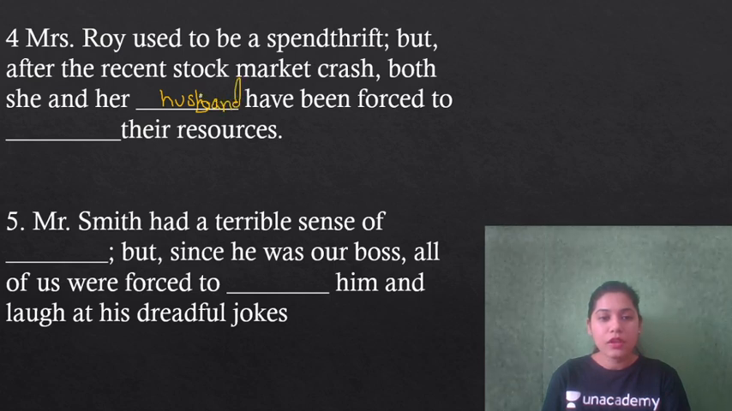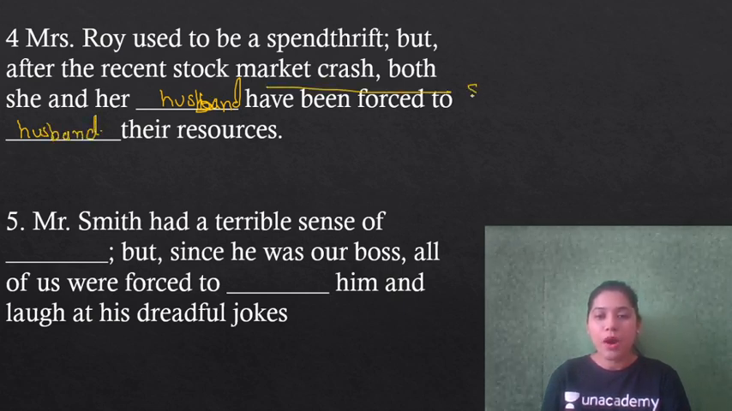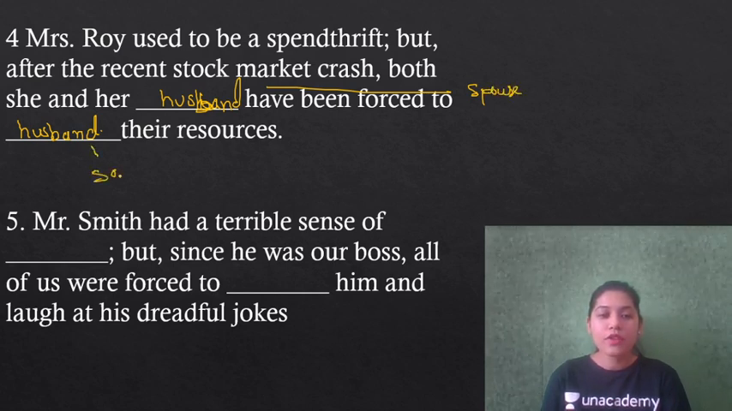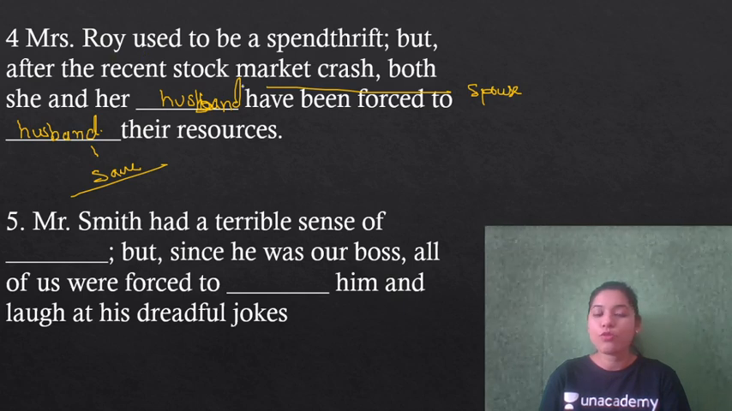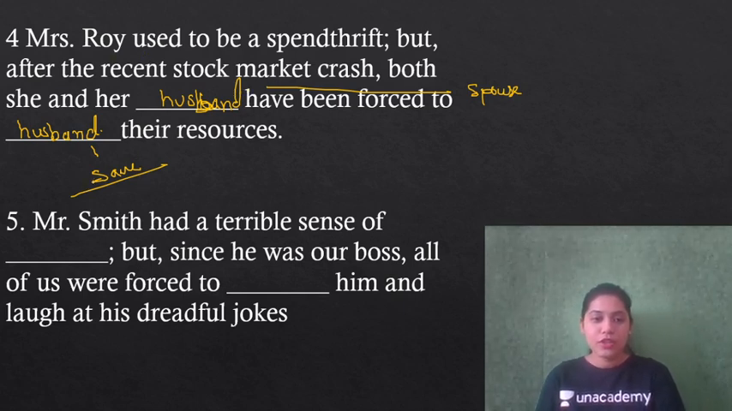She and her husband have been forced to husband their resources, right? So she and her husband, as in her partner, her spouse, and husband, as in to collect, to save their resources now because they have lost almost everything in the stock market crash.